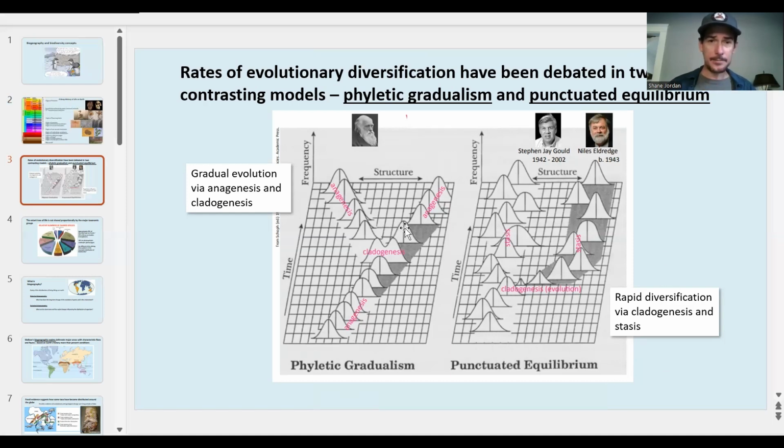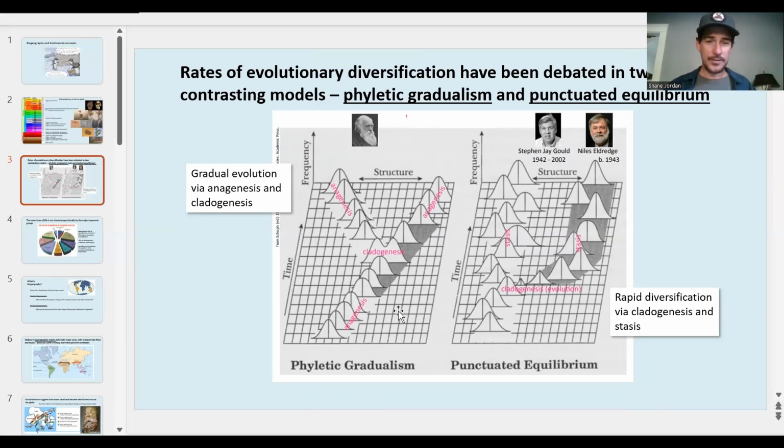And basically, phyletic gradualism is this idea that evolution happens slowly, via these processes of anagenesis and cladogenesis. And this is how Charles Darwin thought about evolution. But basically, if we think about these two hypothetical graphs here, which are like frequency distributions changing over time, and those distributions representing some type of trait structure in lineages, and time over here.